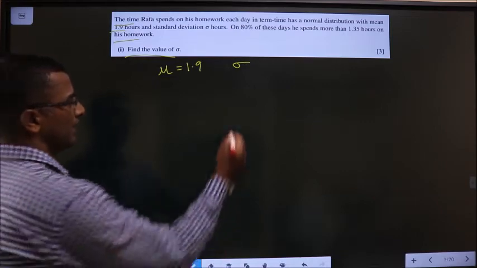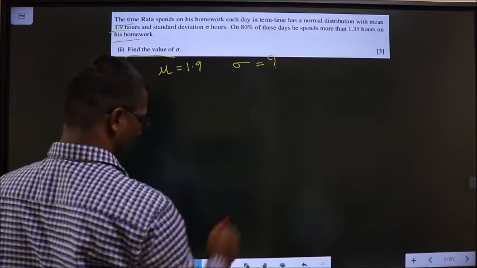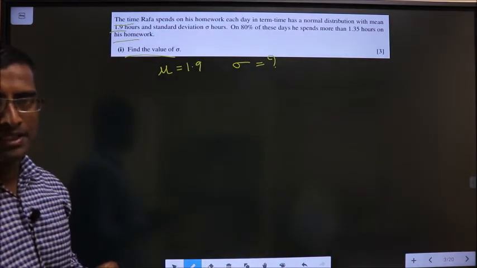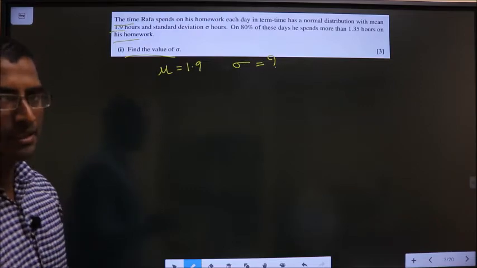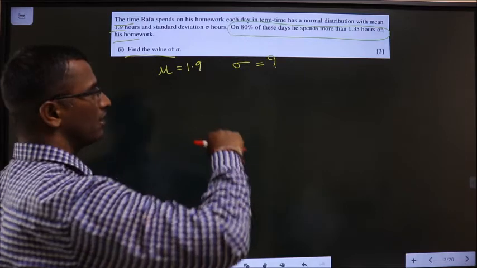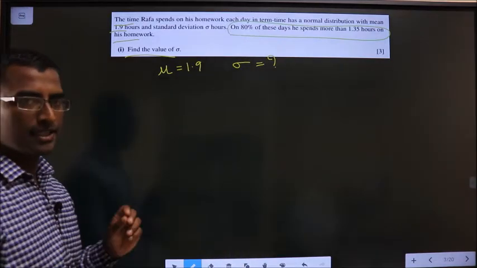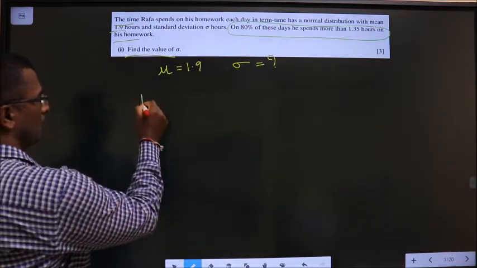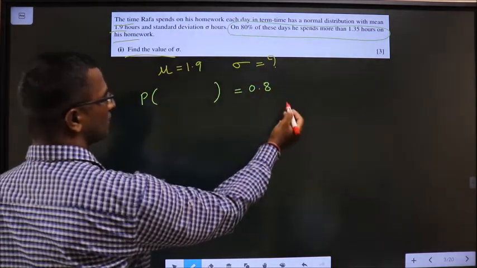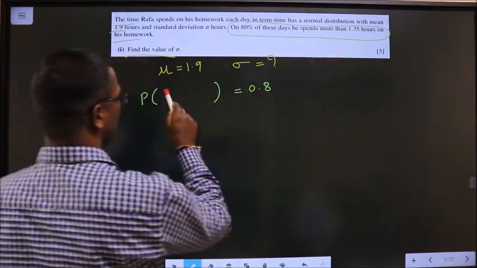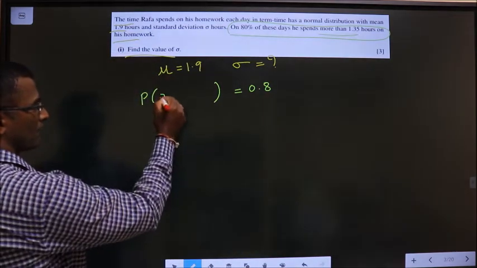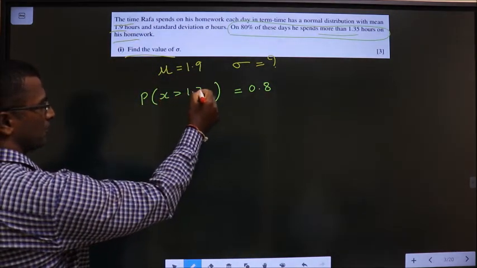Right? We need to find the value of standard deviation. And what is the given equation? How do I get the given equation? By changing this statement into mathematical form, I get the equation. Given is probability 80%, so 0.8, and here the condition should be more than 1.35 hours. So x more than, so greater than 1.35.